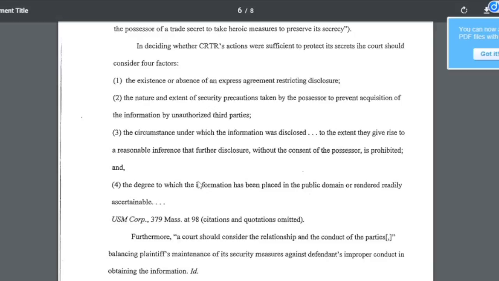So the result here is that an employer or a company that's hiring an independent contractor should take care to make sure that they've indicated what information should be kept confidential, and likely should do so not relying on common law, but under the context of a formal agreement.